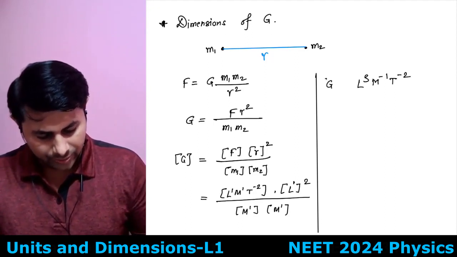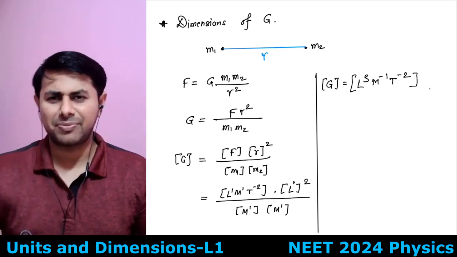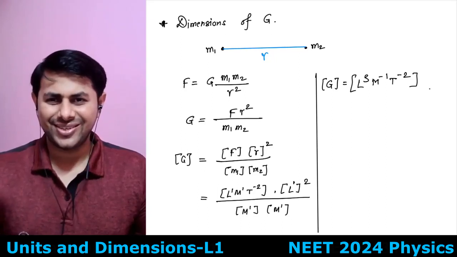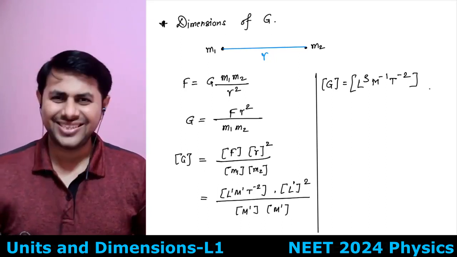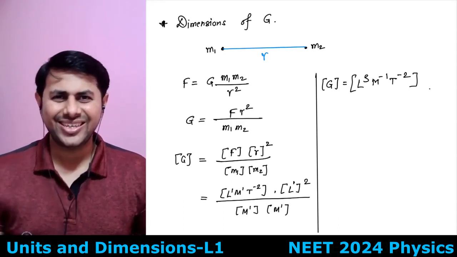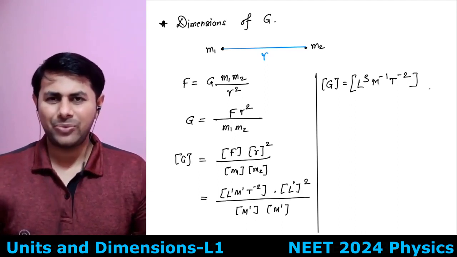These are the dimensions of the universal gravitational constant, if my algebra is correct. So please check my algebra. Right, if the calculations are correct, then these are the dimensions of the universal gravitational constant. If they are not correct, then it's wrong. Okay, so got this? How to find out dimensions?